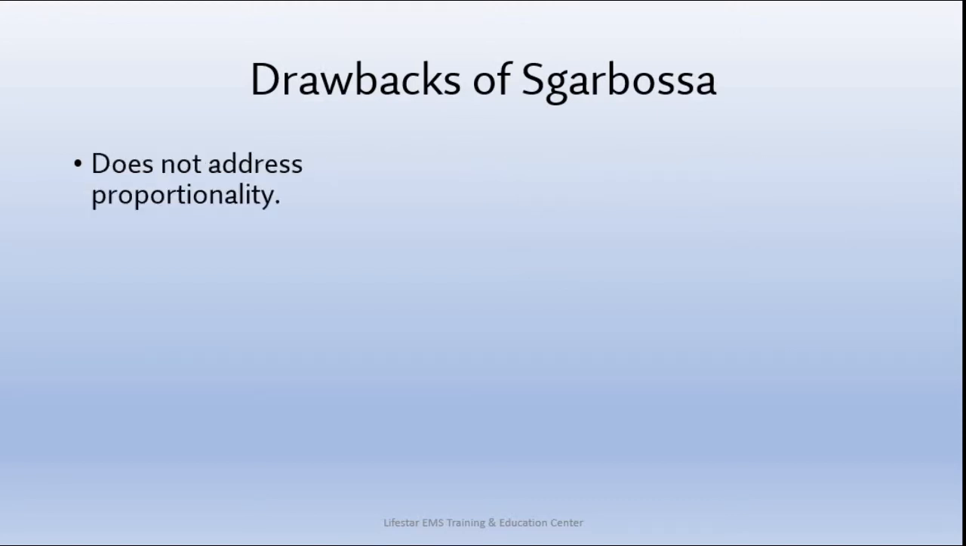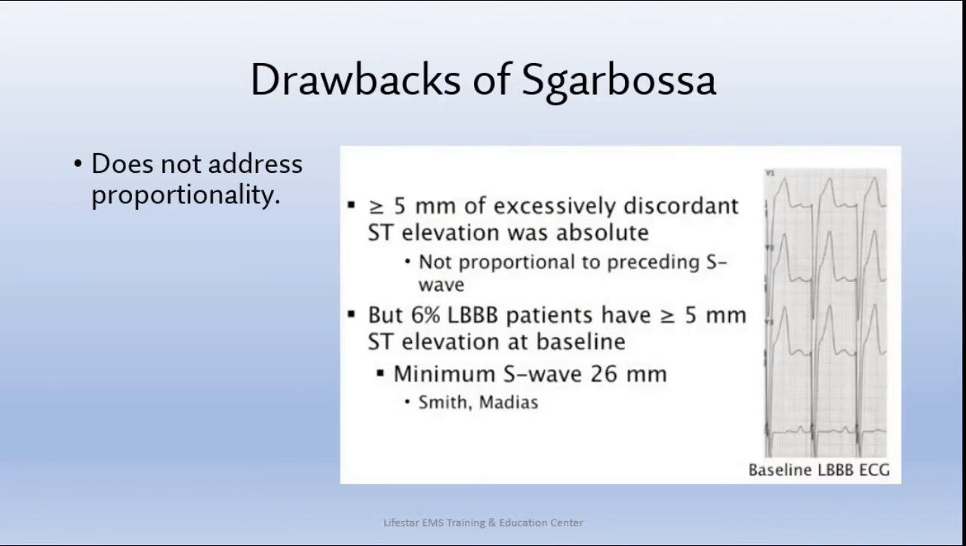The second drawback is the issue of proportionality. What Smith pointed out is, look at these QRSs here, they're so deep and so big, it would be reasonable to expect the rebound to be even greater than 5 millimeters and still not be a major problem. So Smith suggested that the 25% rule should apply instead of the 5 millimeter rule in order to address proportionality.